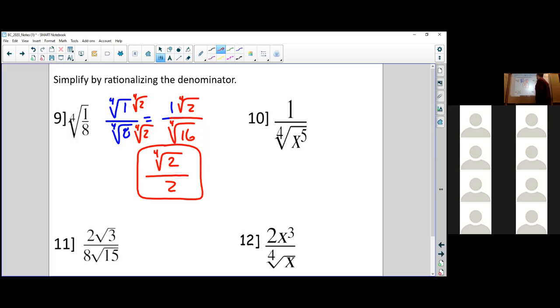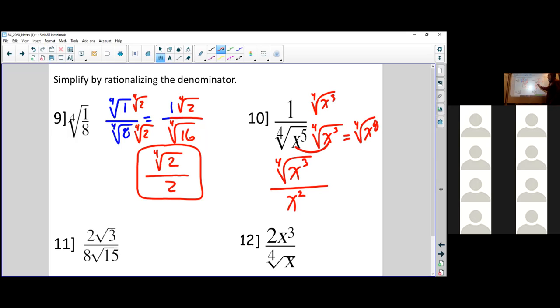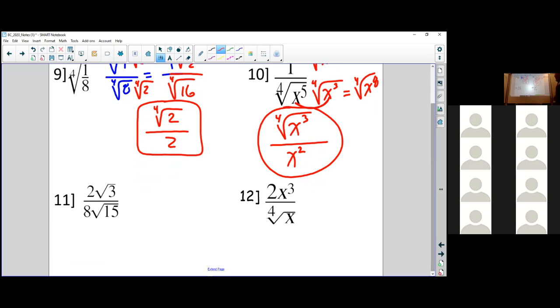So for problem number 10, I want x to the 5th to become a perfect 4th root. So I need to multiply both the top and the bottom by the 4th root of x to the 3rd. So 1 times the 4th root of x to the 3rd is just going to be 4th root of x to the 3rd on top. On bottom, if I combine these together, that's going to give me the 4th root of x to the 8th. 4 goes into 8 twice, so I wind up with x squared. There's no longer a radical there. Stop me if you have a question.